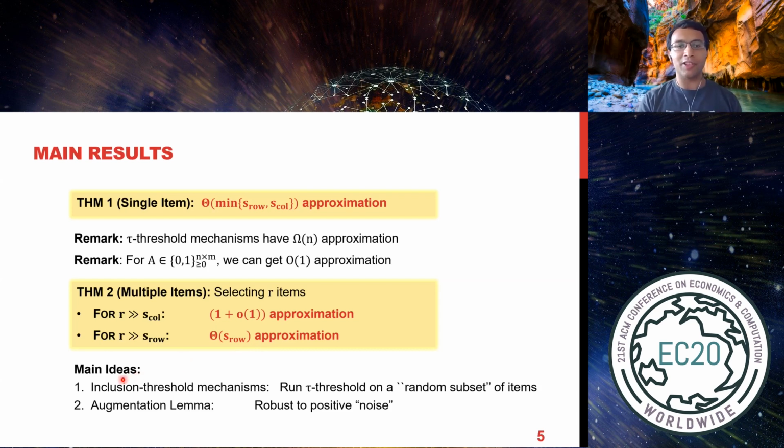The main ideas of our proofs will again be to use threshold algorithms, but we call these inclusion threshold algorithms, where you run a threshold algorithm on a subset of the items. We'll select a random subset of the items on which we run this threshold. We'll have to be a little careful, depending on the application, about how we select this random subset. We'll also prove some augmentation lemma, which is a kind of robustness. I'll get to it in a bit.